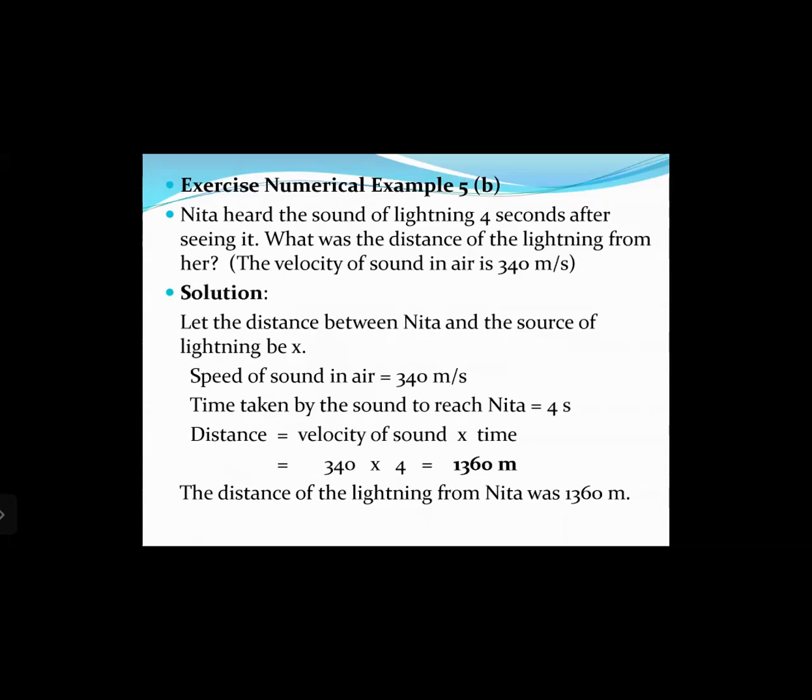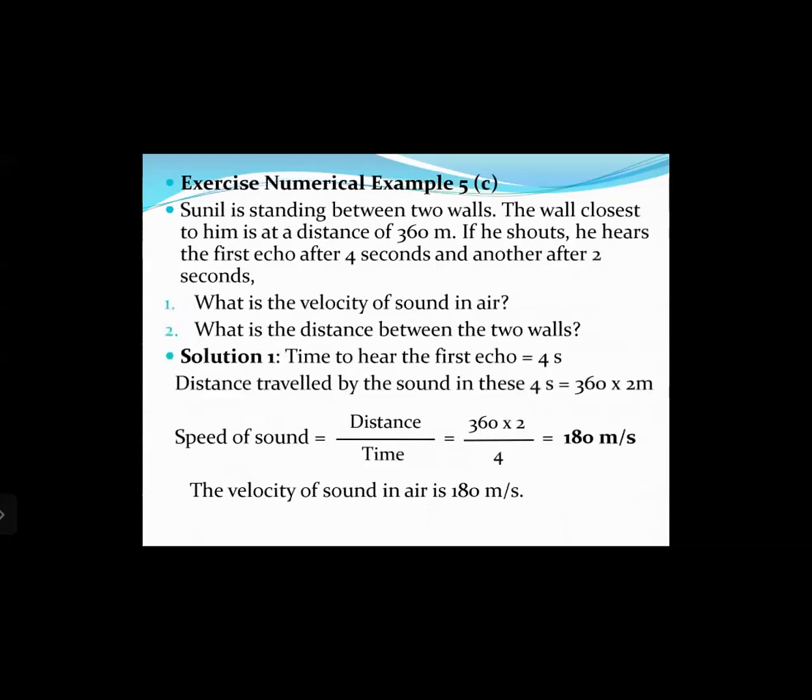So distance is equal to velocity of sound multiplied by time. That is equal to 340 multiplied by 4, which is equal to 1360 meters. So the distance of lightning from Neeta was 1360 meters. Next is, Sunil is standing between two walls.